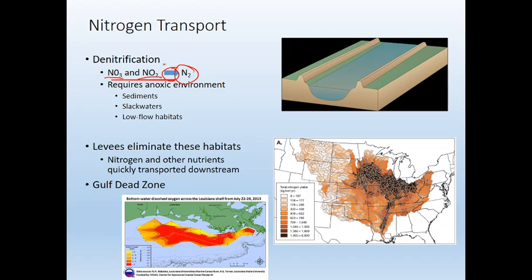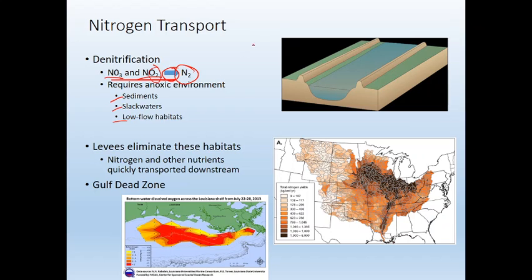Now, the bacteria that are doing this are taking off the oxygens. And for them to do that, it needs an anoxic environment, right? Because when those oxygens get ripped off, nitrogen is very reactive with oxygen. So to do that, you need to not have oxygen in the water. Where do you see denitrification happening? In sediments, slack water areas, or in really low flow habitats.